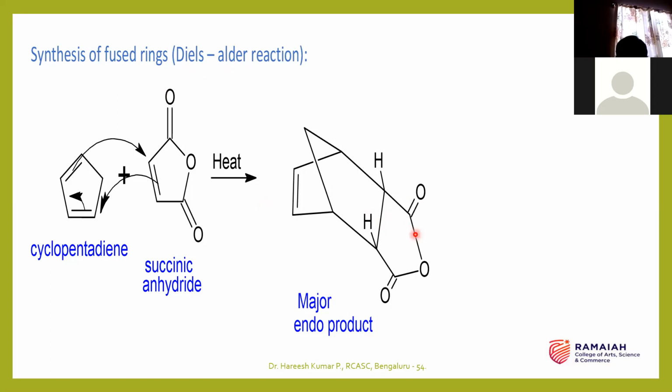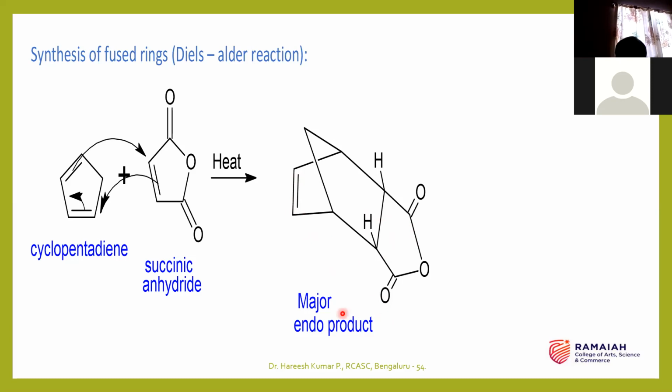What is happening here? There is a possibility of forming two products. One is the endo product, another one is the exo product. What I am mentioning is the endo product. Endo product means these two groups are inside, or near to this double bond. Because of this double bond, there will be interaction between the non-bonding electrons, meaning the lone pair present on this oxygen, and the double bond. Because of this interaction, this endo product is favored.